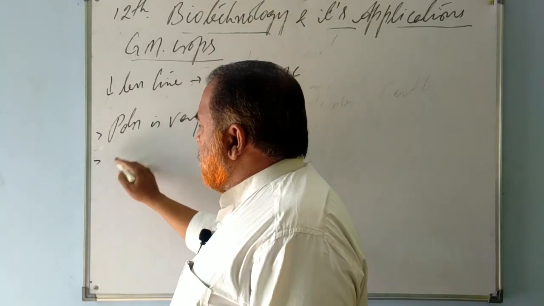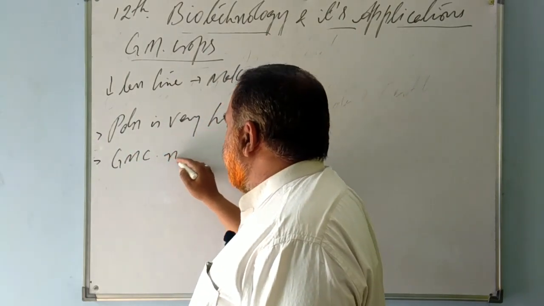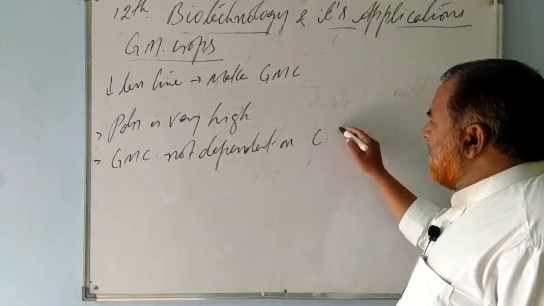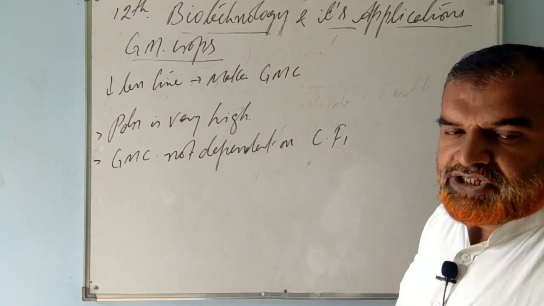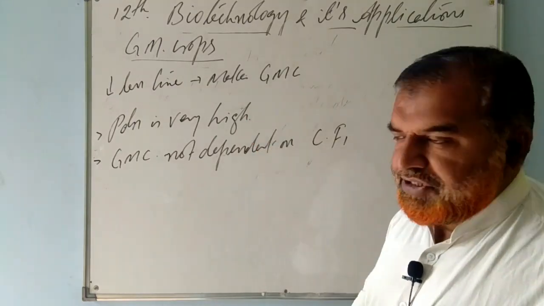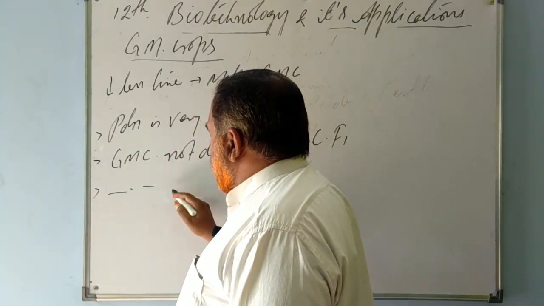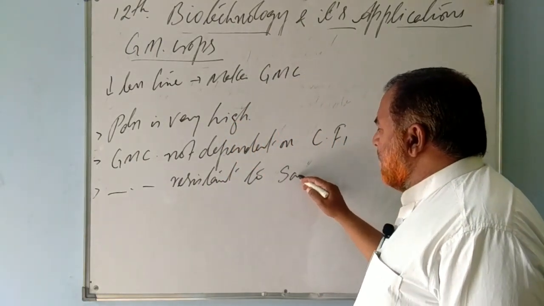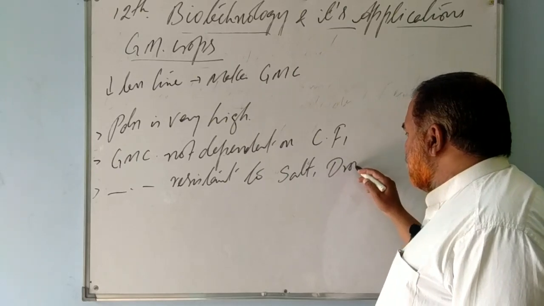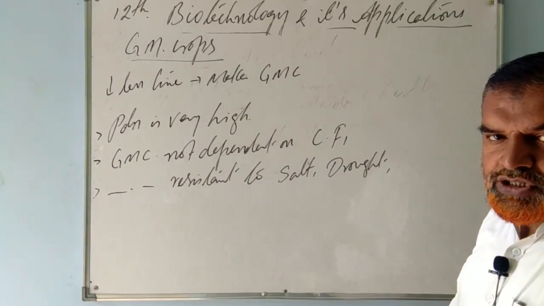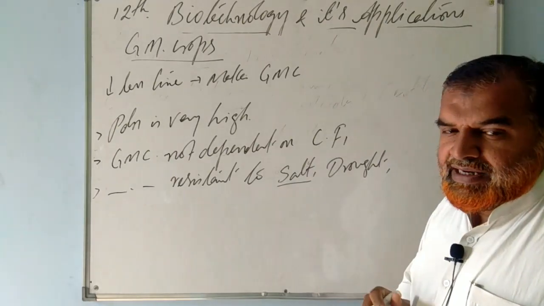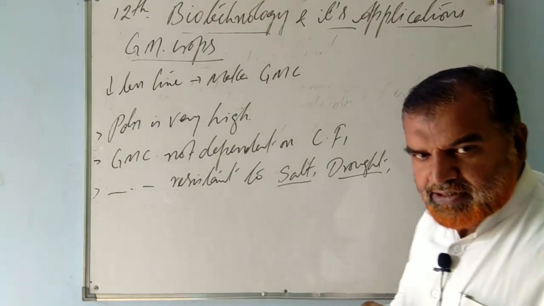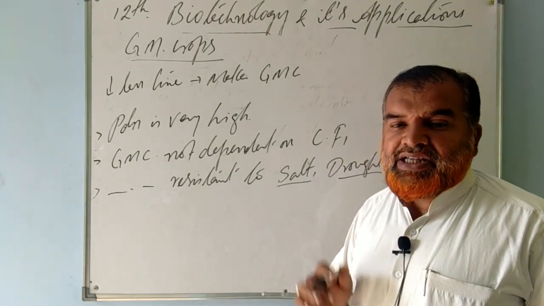Then the next point, these GM crops are not dependent on chemical fertilizers. No need to use chemical fertilizers because you already added the genes. Then the GM crops are naturally resistant to soil variation, resistant to drought, right? Any variation in the soil, they maintain the balance. In drought, dry conditions, with less amount of water, these crops will sustain. They will maintain the water scarcity because they are genetically modified.